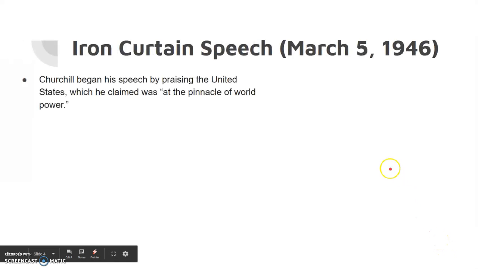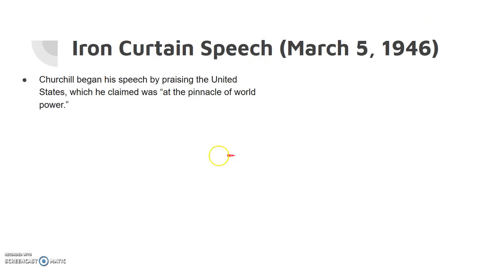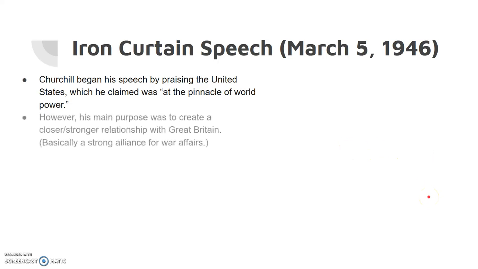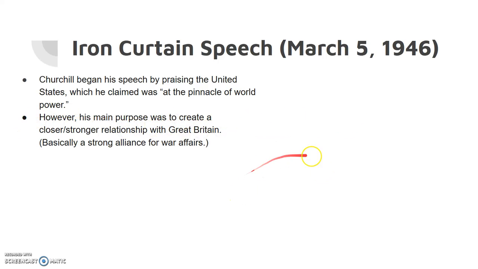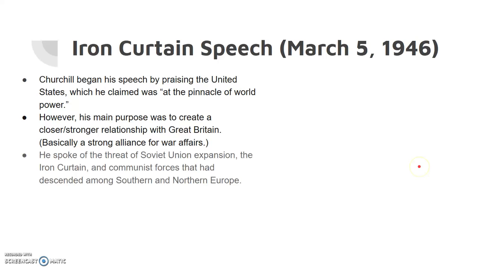So, the Iron Curtain speech. This speech was given by Churchill, in which he praised the USA, which he claimed was at the pinnacle of world power. Though his purpose for it was in order to create a stronger relationship with Britain, and essentially a strong alliance for war affairs.